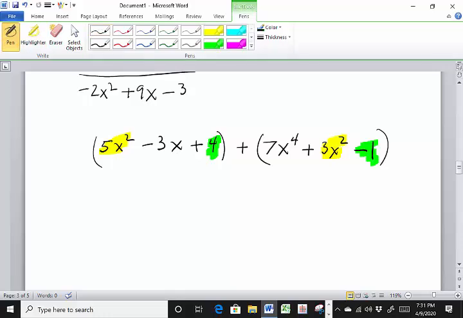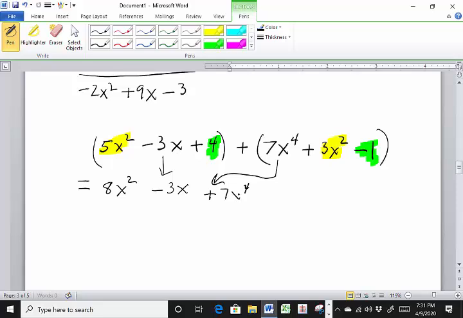So what's 5x squared added to 3x squared? Well, that's going to be 8x squared. Okay? And then let's just bring this down. Subtract 3x. That's all you can do to it, right? And then let's bring this down right here, plus 7x to the 4th. Okay? And then we'll combine the 4 added to negative 1, that's going to be 3.